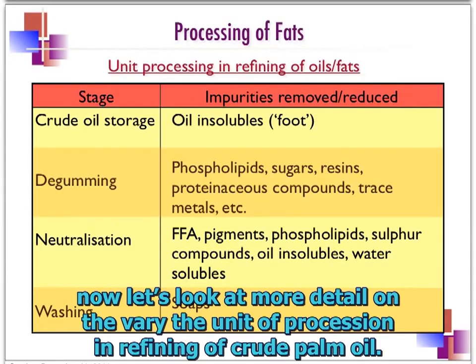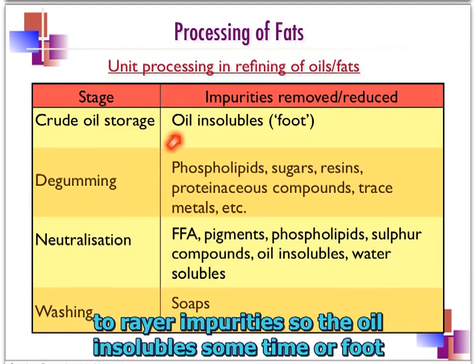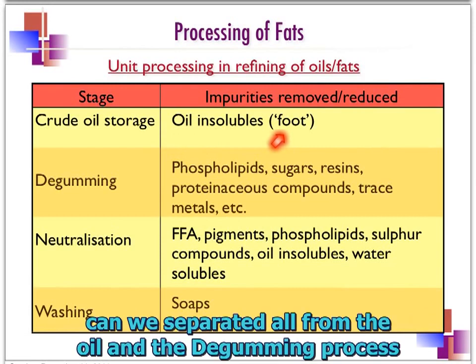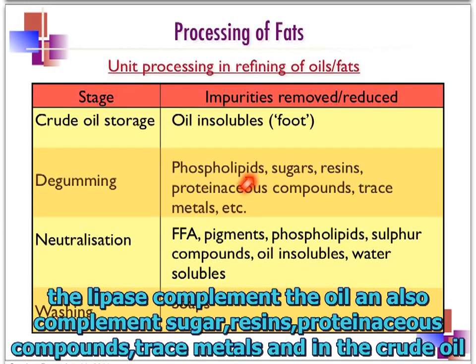Okay, now let's look in more detail at the various unit operations in the refining of crude palm oil. The crude oil usually is stored in a tank, and during storage it will separate into two layers. So the sediments, or the oil insoluble part, sometimes called foots, can be separated out from the oil. Then the degumming process will remove the phospholipids, which are the gums, the viscous component in the oil, and also other components such as sugars, resins, proteinaceous compounds, and trace metals in the crude oil.